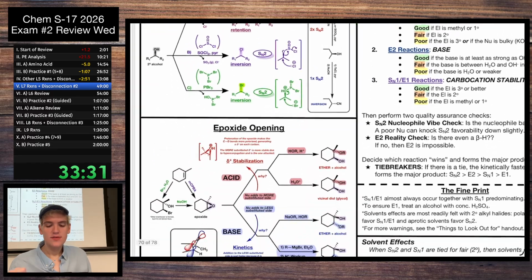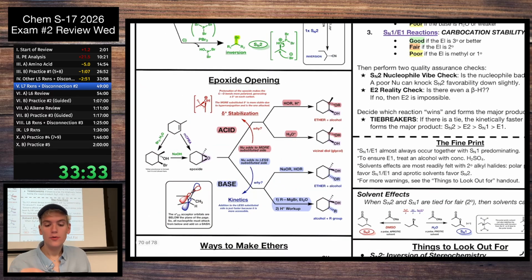Other things in lecture 7, epoxide opening. So, you know, whether it opens in acid or base is important, which side it attacks. Also ways of making epoxides, either directly from an alkene with MCPBA, or we can make it from a halohydrin with NaOH.